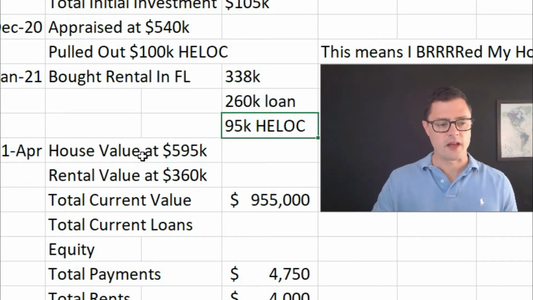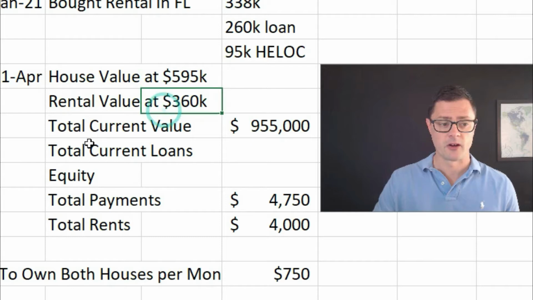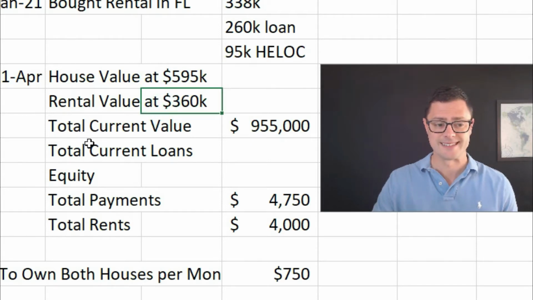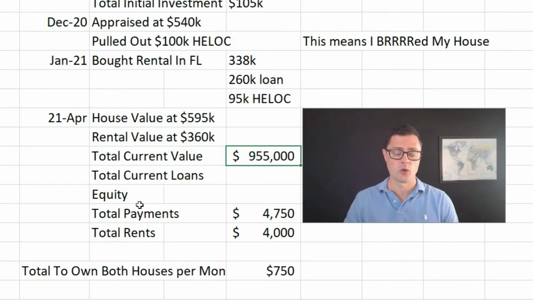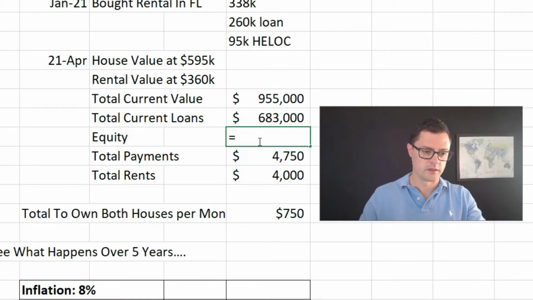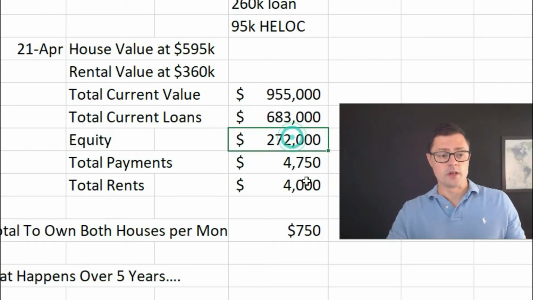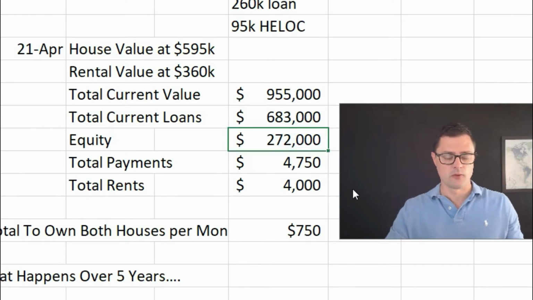I would say the current value of our house now is $595K, and the current value of the rental is $360K, and that takes the total real estate value to $955K. Our current loans are at $683,000, making for the delta at $272,000. Now this is in 1 year, pretty much like a year and 4 months. So we turned $100,000 into $272,000.